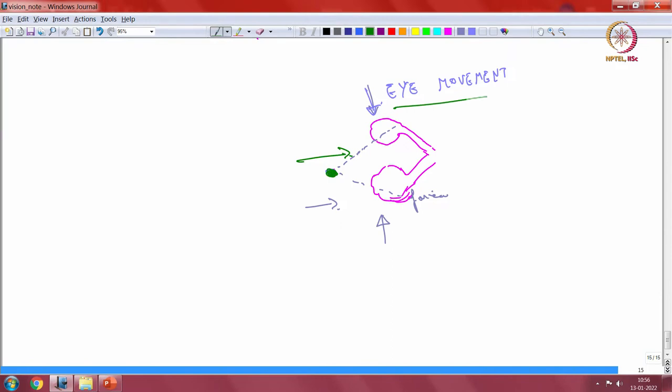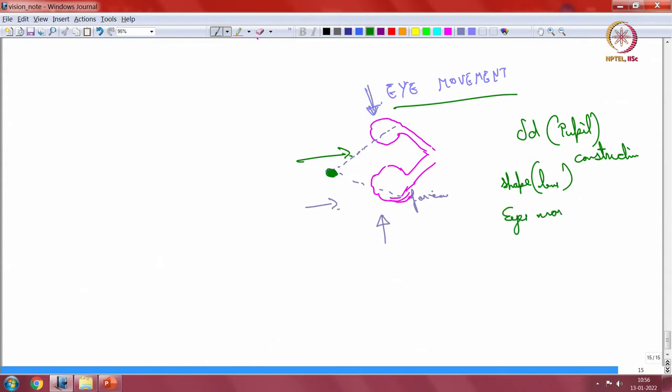So, along with the eye movement, there are other things, which is changing the diameter of the pupil, which is constriction, then the lens changes its shape. Then eyes move towards each other.